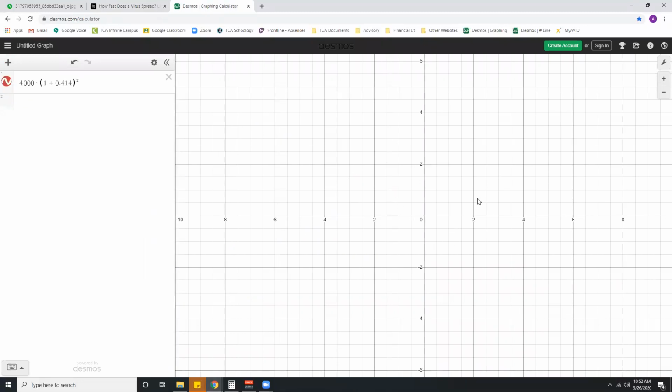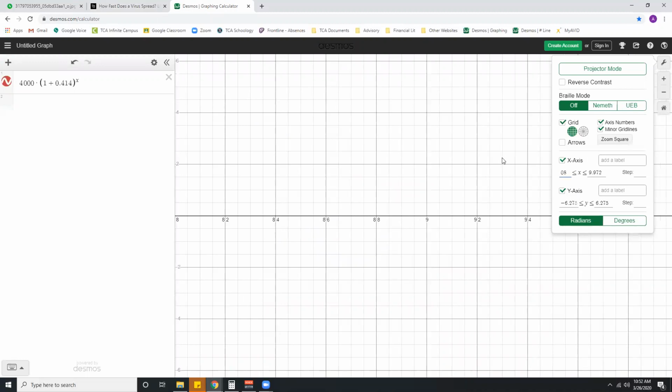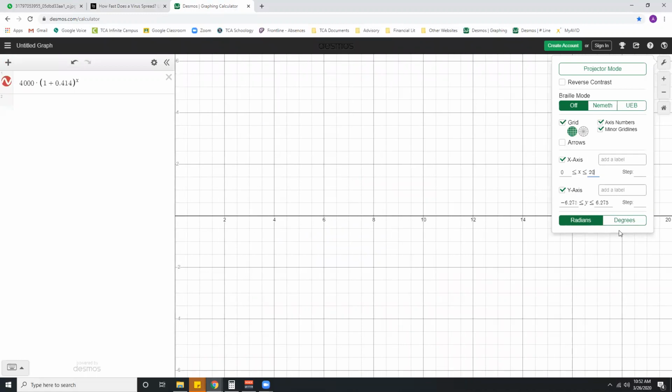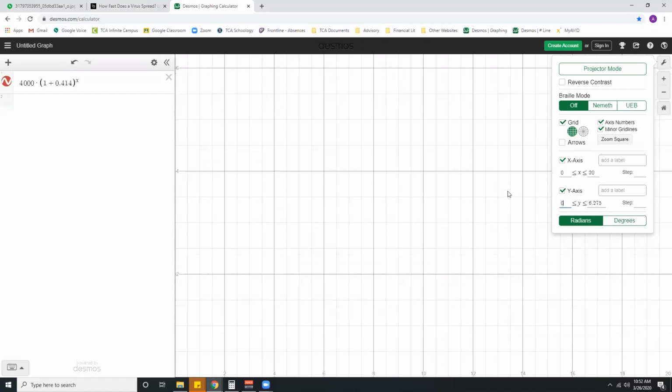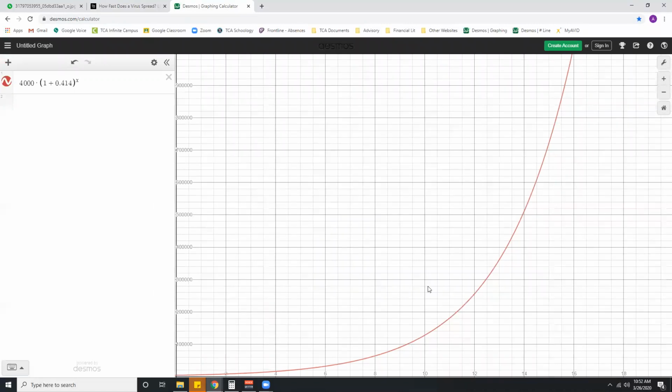Now, as you see, nothing appeared here, and that's because we have to change our window settings. The x values represent the number of days that have passed. Let's look at a 2-week span, so let's do 0 to 14, actually let's do 20, just so that we've got all the data. And then the y-axis is going to be the number of cases in the US. Let's do 0 cases to, just to be safe, 1 million. And now we see that we've got this curve that appeared here.